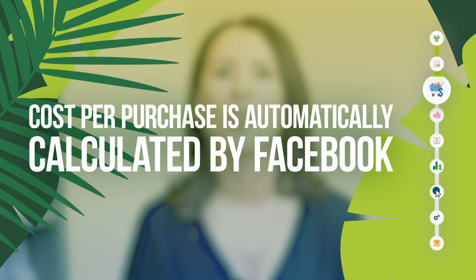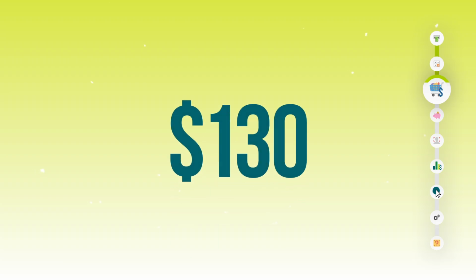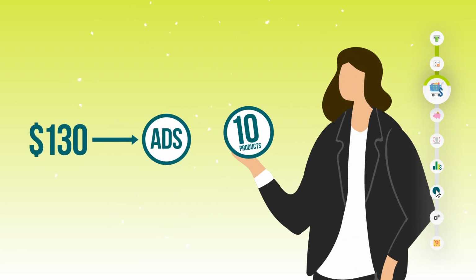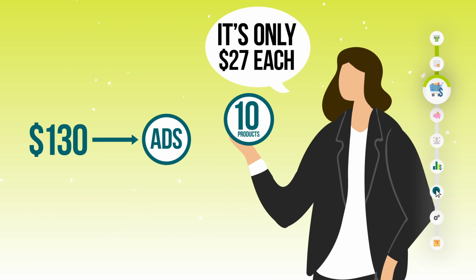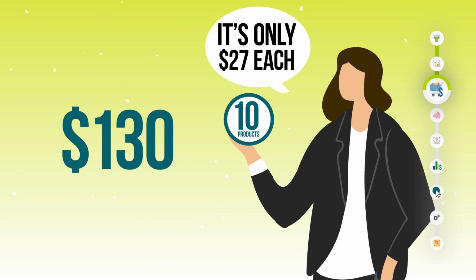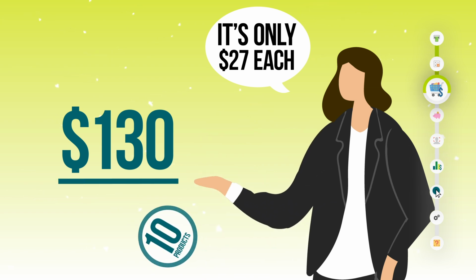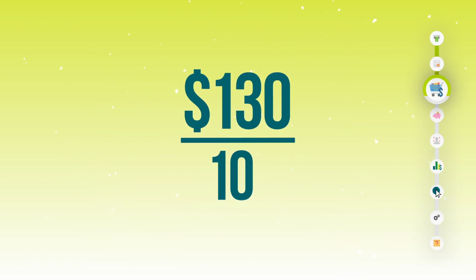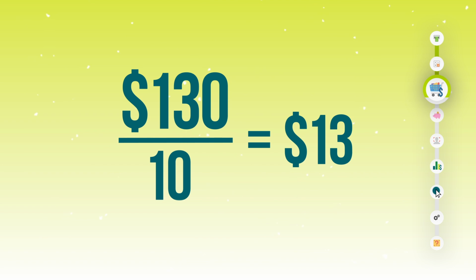The cost per purchase is a really quick way to gauge if your advertising is selling products at a profit or at a loss. Let's say you spent $130 on advertising and you sold 10 widgets for $27 a piece. In this case, you would take the $130 that you spent on advertising and divide it by the number of units sold. So 130 divided by 10 is $13 per unit.